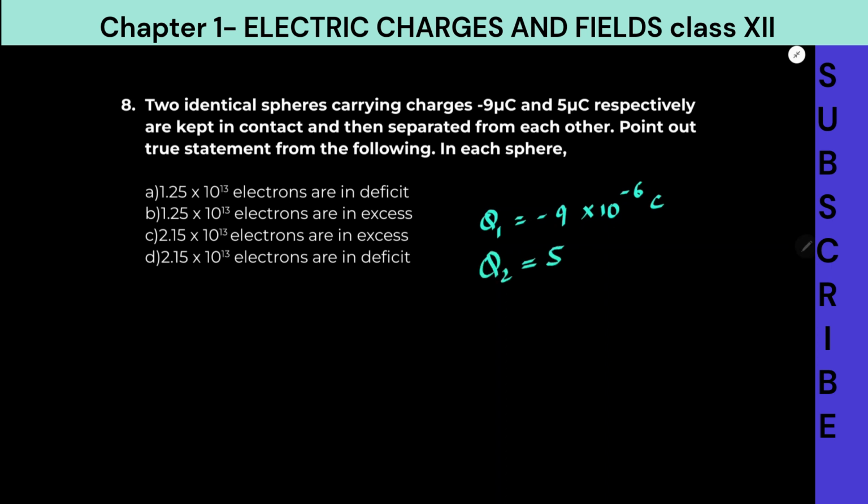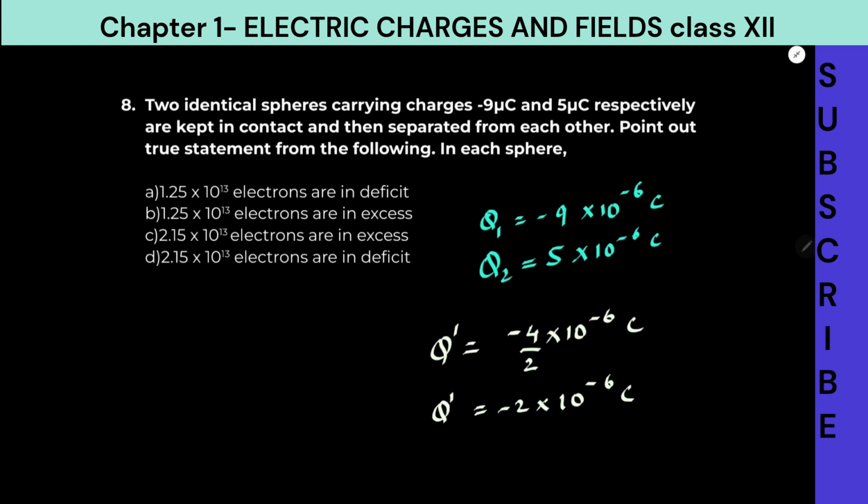And the second one is 5 microcoulomb. Very simple. What you have to do here? They are kept in contact. So, what will be the final charge? The final charge on each one of them are minus 9 plus 5. That will be minus 4 into 10 to the power minus 6 coulomb. Right? When you touch both of them, the charges will add and divide it by 2. So, this will be minus 2 into 10 to the power minus 6.